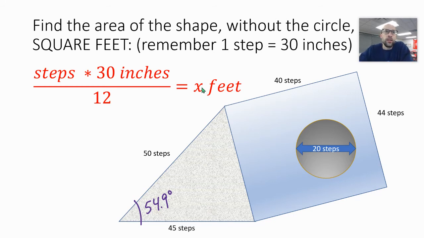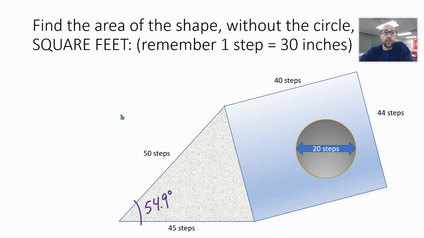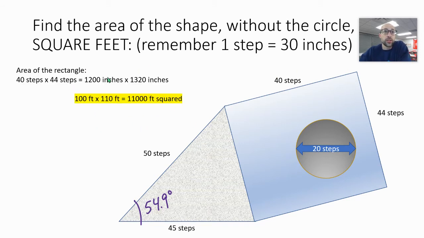Okay. So there you go. If you didn't convert them all, that's fine. As you go through the answers here, you'll see the conversions throughout. So this first one, area of the rectangle, remember just length times width, which would be 1,200 inches times 1,320 inches, gets you 100 by 110 feet, right? So that's really the conversion we're looking for. And then that gives you 11,000 feet squared for the area of the rectangle.